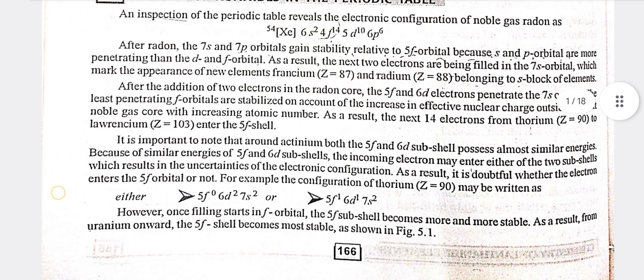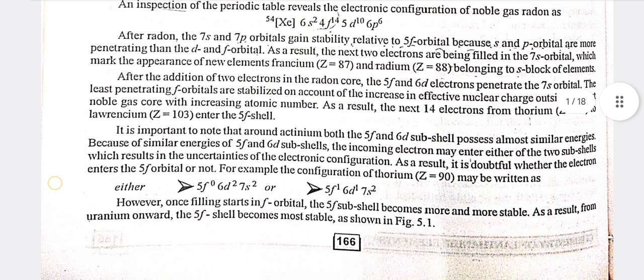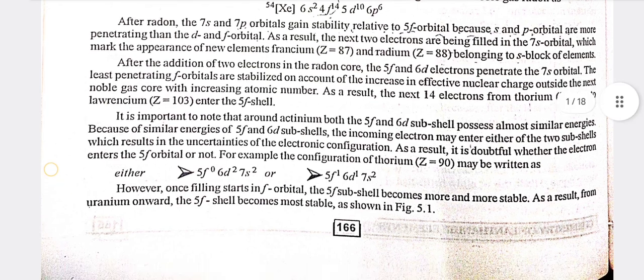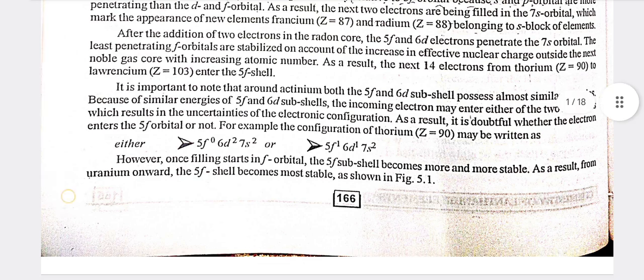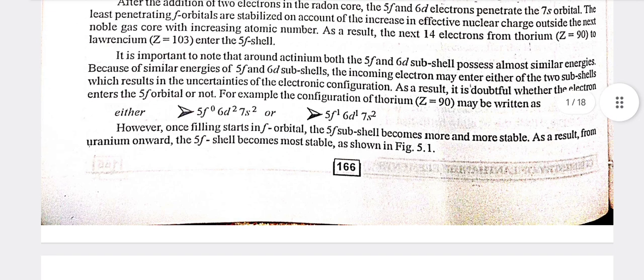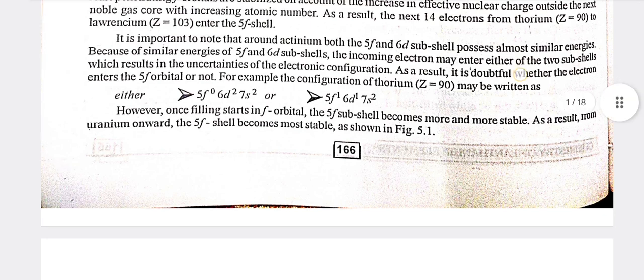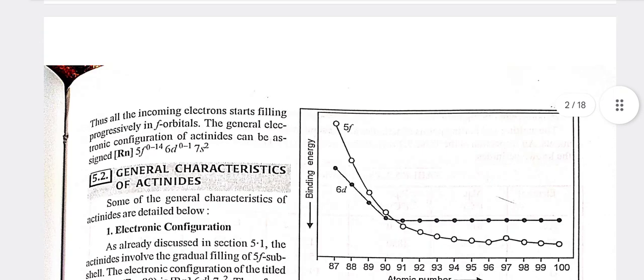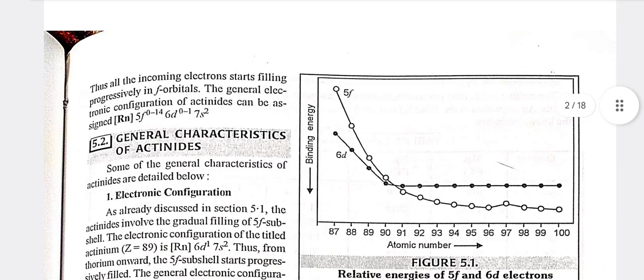After addition of 2 electrons in the radon core, the 5f and 6d electrons penetrate the 7s orbital. It is important to note that in actinium, both the 5f and 6d subshells possess almost similar energies. However, once filling starts in the f orbital, the f subshell becomes more and more stable, and all the incoming electrons start filling progressively in the f orbitals. The general electron configuration of actinides can be written as [Rn] 5f0 to 14, 6d0 to 1, 7s2.